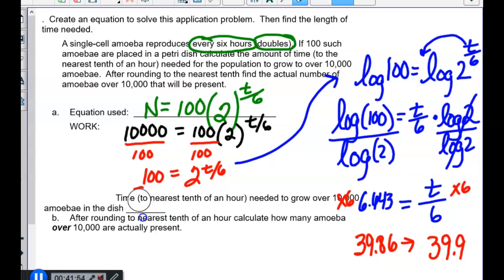Now, we got to talk about this. This is getting bigger, right? The number of amoeba are getting bigger in the dish. So we want it to go over 10,000. Did we round this up? Because it has to round up. We did. Okay. So now this is the amount of time to the nearest tenth of an hour, 39.9 hours.